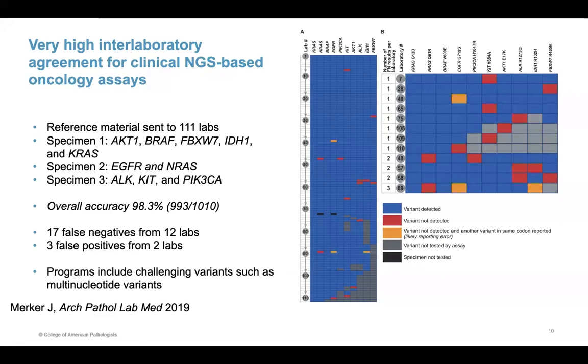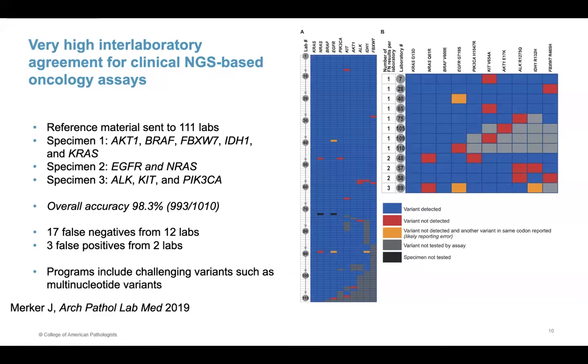So material was sent to 111 participants, spread across 3 different specimens. Overall accuracy across all positions was in excess of 98%. Yes, there were some false negatives and some false positives. And we've zoomed in on these in the small insert panel that's on the far right. And if you're interested in seeing a little bit more of this published data, you can pull up the paper that I've given you the reference here.